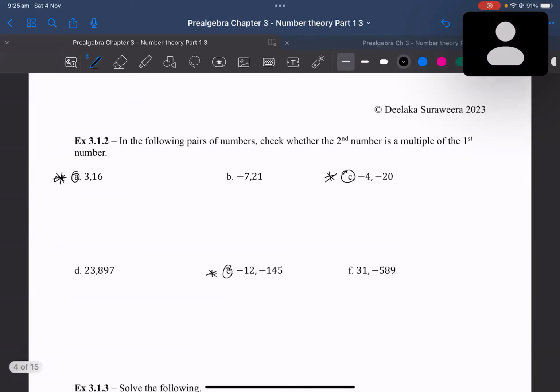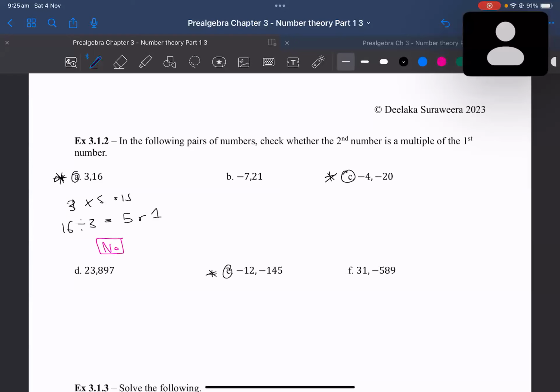So A, 3 and 16. Since they're small enough, you can tell that 16 is not a multiple of 3, because 3 times 5 is 15. That means 16 divided by 3 is 5 with a remainder of 1, because it's 1 more than 15. Because the remainder is not 0, it's not a multiple, so it's no.